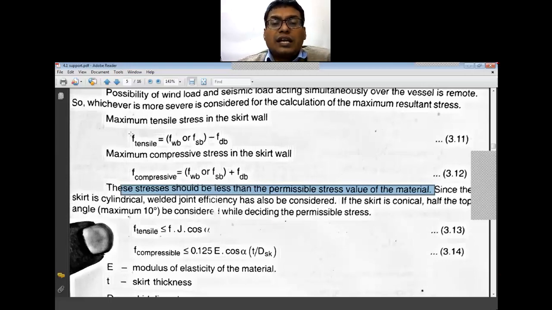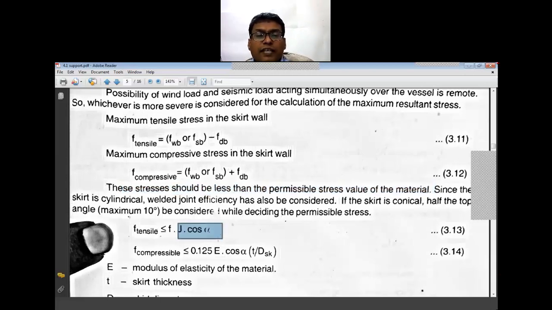Since this skirt is cylindrical, the welded joint efficiency also has to be considered. Then if the skirt is conical, with half the top angle say a maximum of 10 degrees, it has to be considered while deciding the permissible stresses. So at that point J cos alpha has to be taken into account. So F tensile is less than or equal to F into J cos alpha, and F compressive is less than or equal to 0.125 E into cos alpha into T upon D SK.